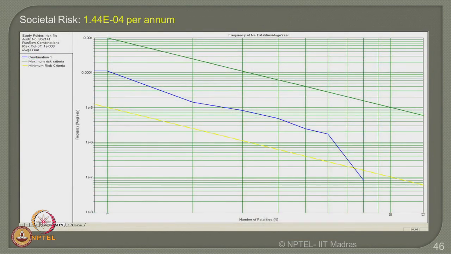We have also plotted societal risk using the FN curve, where F stands for frequency per year and N stands for number of fatalities. The blue one shows the combination of societal and individual risk, the green one shows the maximum risk criteria, and the yellow one shows the minimum risk criteria, and the combination is within the band. However, at one specific point it comes close to the minimum acceptable. It means the group gathering station does not cause any societal risk as far as the acceptable levels are concerned.